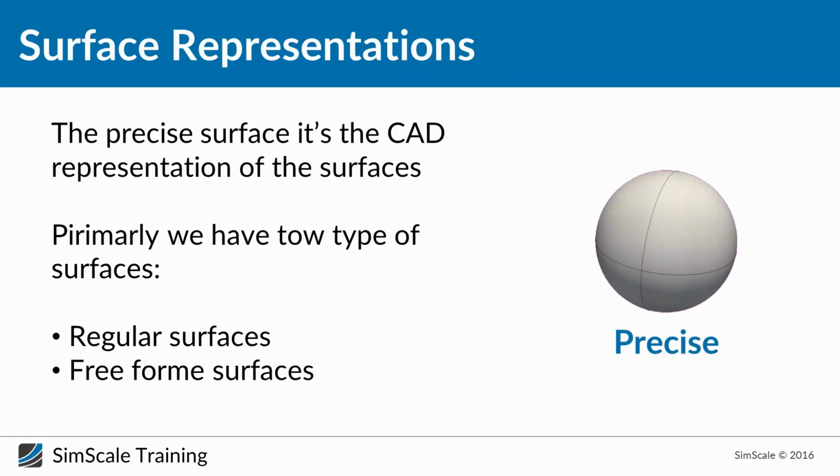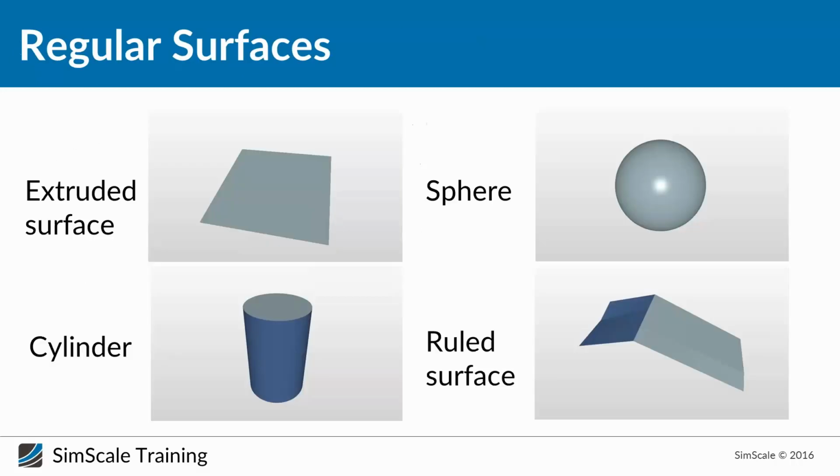So the precise surface is the CAD representation of the surfaces. Primarily, we have two types of surfaces. So we use regular surfaces and freeform surfaces. So when you design in your CAD, most of the CAD software works with this technology of the precise surface. And what you can do with the regular surface and the freeform surfaces, actually here we have some examples to illustrate what's the difference.